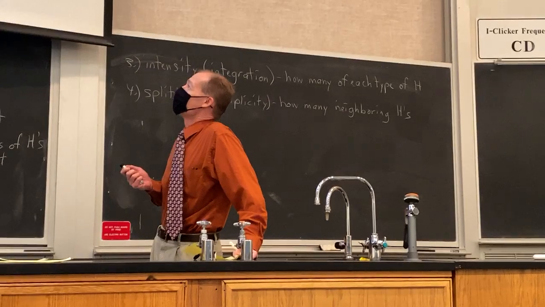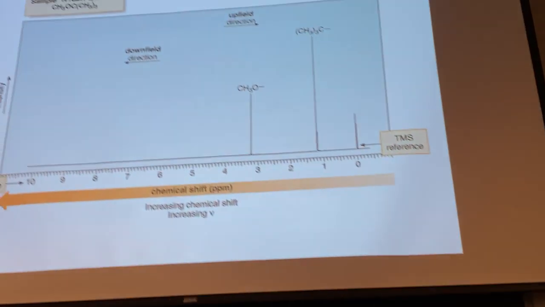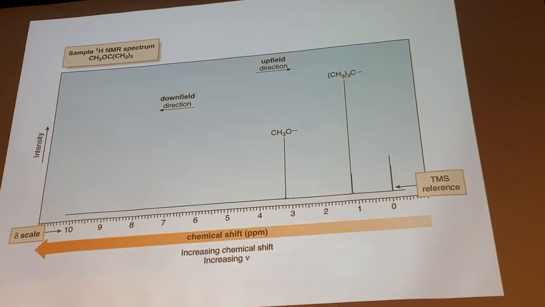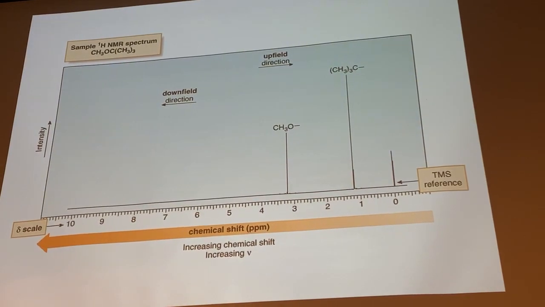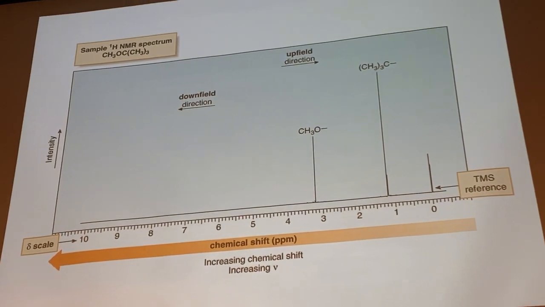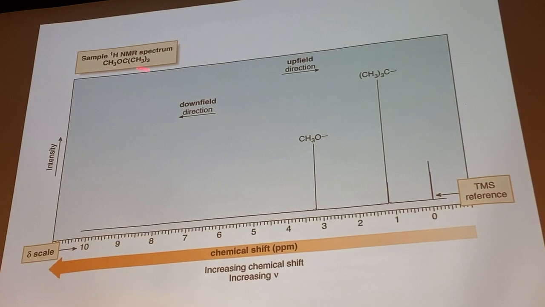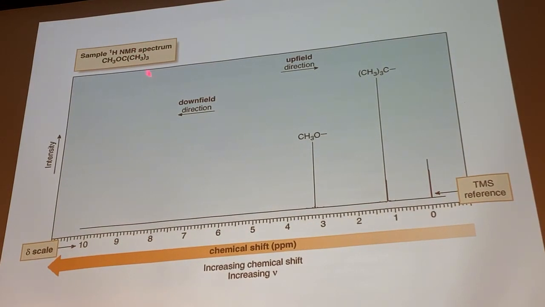For molecules such as our example that we have up here on the screen, this is pretty straightforward. Our tert-butyl methyl ether has two different types of hydrogens. The methyl groups of the tert-butyl are all equivalent to each other. And then we have the methoxy, the methyl that's attached to the oxygen. So two different types of hydrogens gives us two signals in our proton NMR.